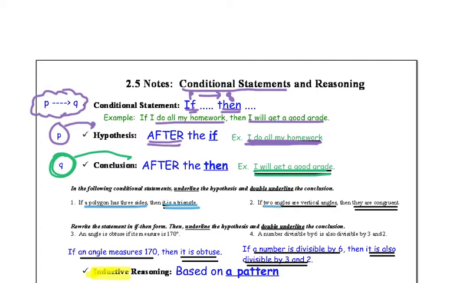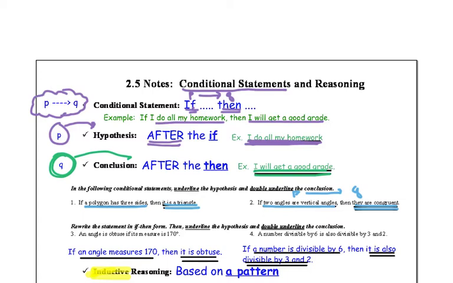If 2 angles are vertical angles, then they are congruent. 2 angles are vertical angles is the hypothesis, the P, if you will, and then they are congruent is the Q.